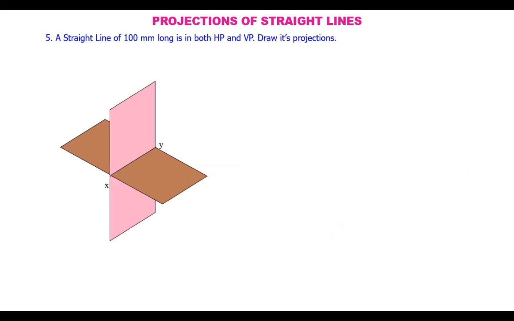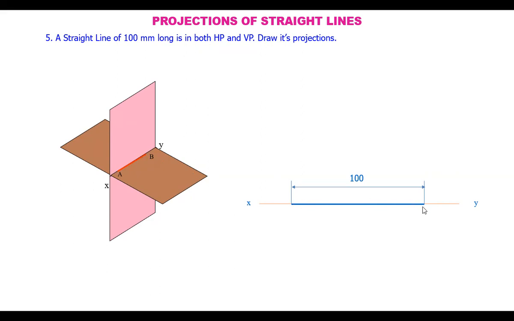Now, suppose a line is in both HP as well as VP, in both the planes. How is it possible? Yes, it is on the reference line itself. So when it is on the reference line AB, when you see it in the front view it is on the reference line itself. When you see it from the top, it is also on the reference line. So how will the projections be? Draw the reference line.